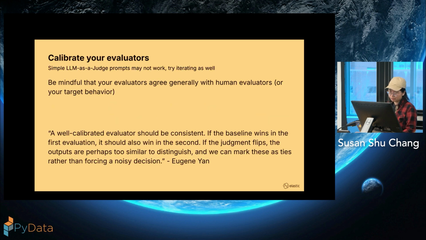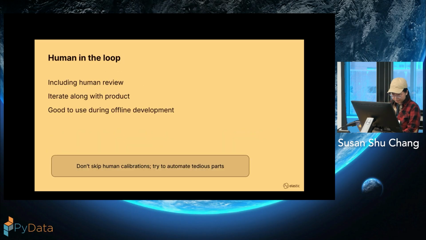So calibrate your evaluators, to check whether they agree with the human evaluators and your target behavior. I have a quote from my friend Eugene Yan, who writes a really good data science blog. He says it should be consistent, and there are some tips there too.